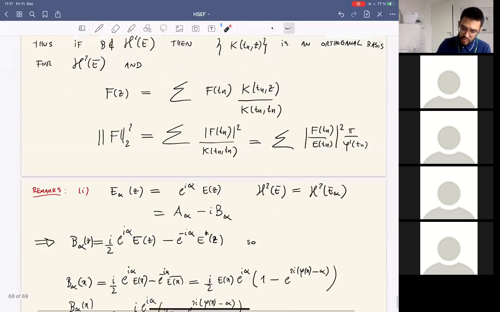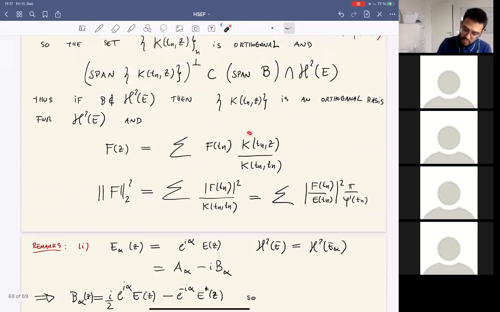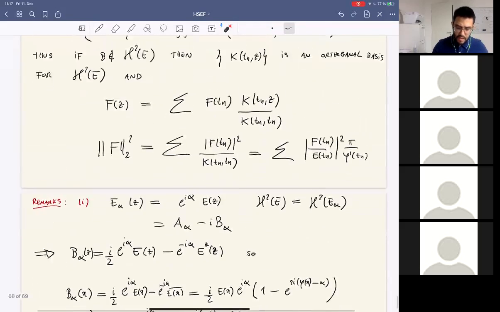And the conclusion of the theorem, which is this guy and this guy here, has to be understood as a limit. When T_n is a zero of E, then you have to take this as a limit, okay? And then it will be a well-defined function. And also in this formula here, okay?